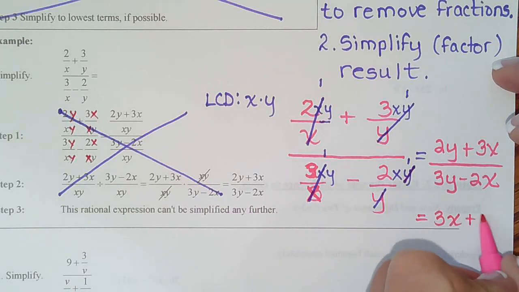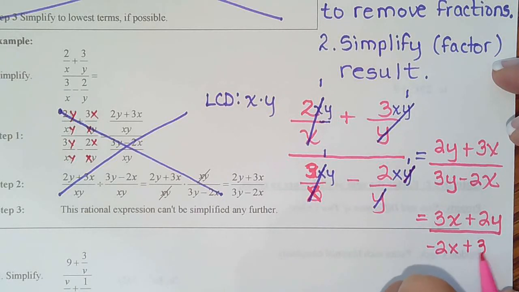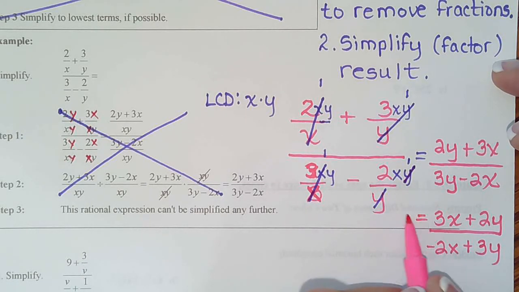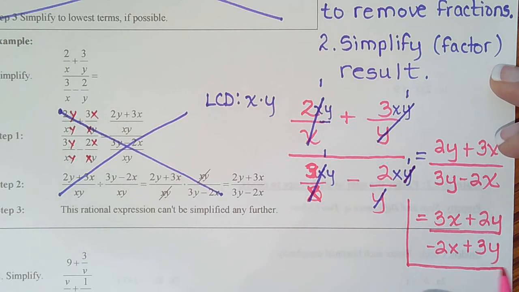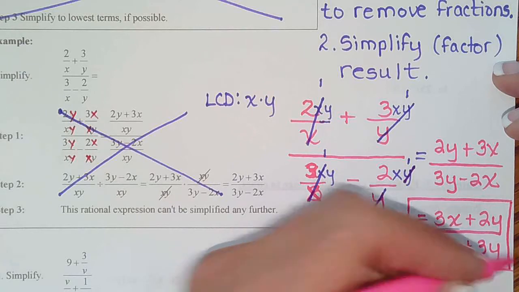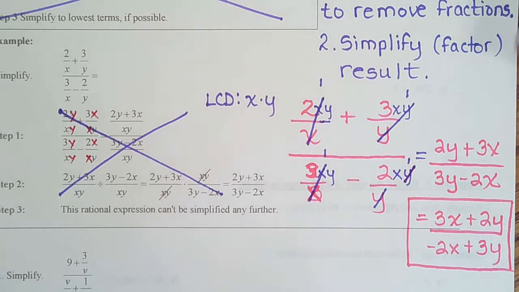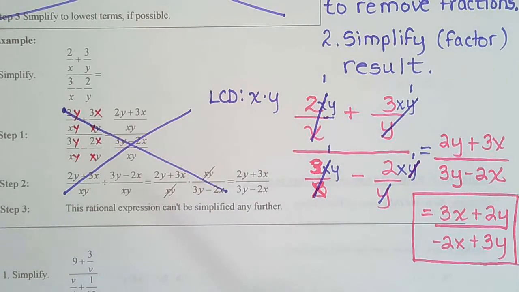3x plus 2y, negative 2x plus 3y. And you can see nothing cancels, nothing factors, there's no GCF, there's no like terms. So we can't do any canceling because of the addition sign. We can't do any factoring because there's no GCF and no exponents. So that's how easy the problem is, folks. Not bad, huh?